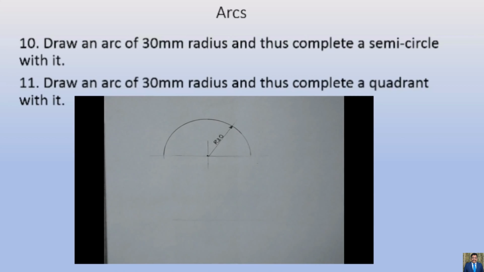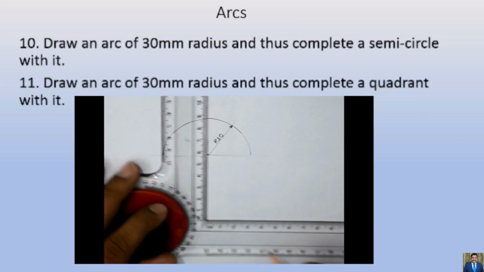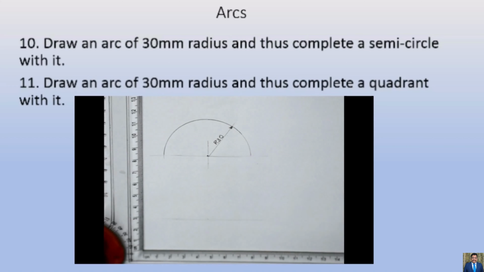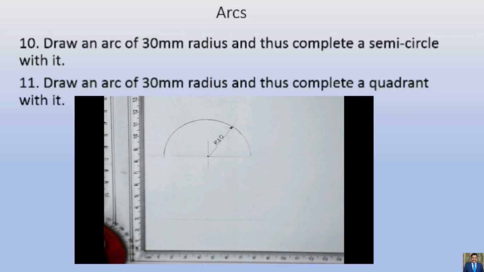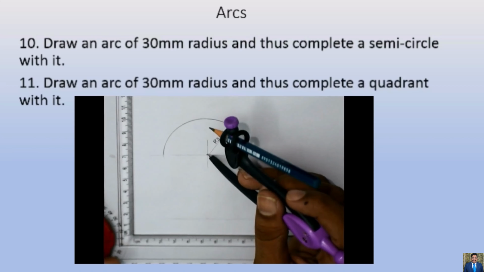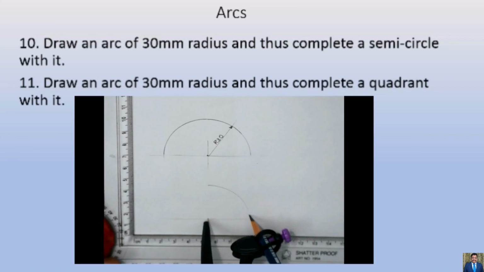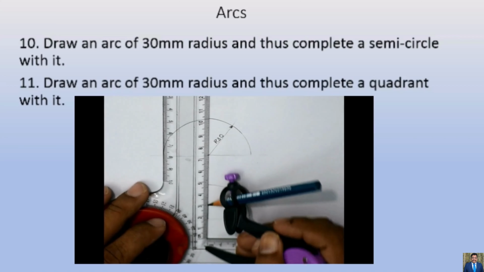Now when coming to our 11th question, we have to draw the quadrant here. So we'll draw it exactly below this. I'll take one more line here and one center point somewhere here. Again the same procedure here. We have to measure 30. And you see that I have drawn the arc and I have completed the quadrant.